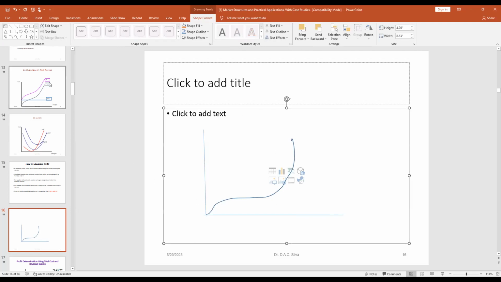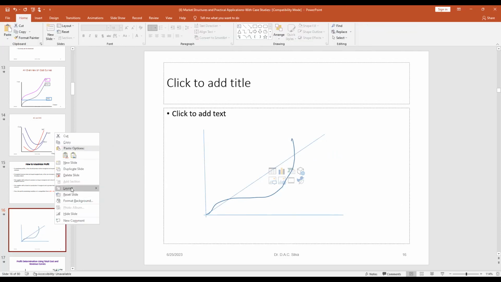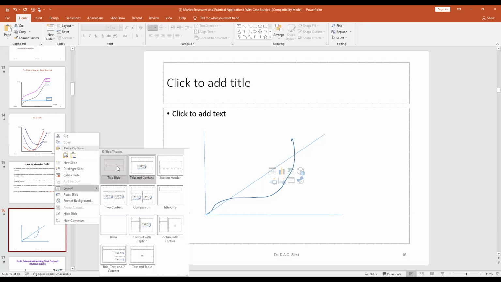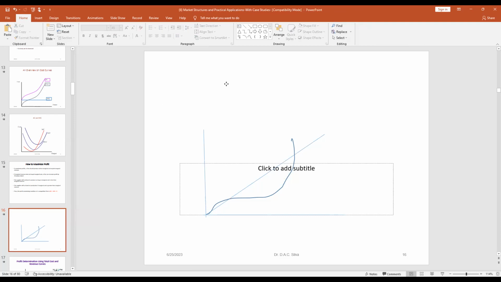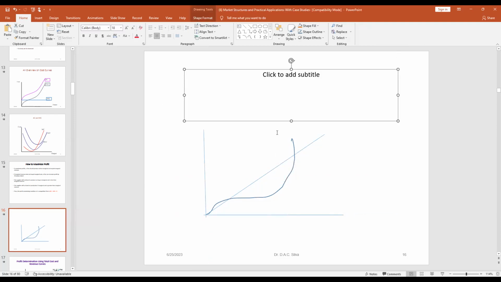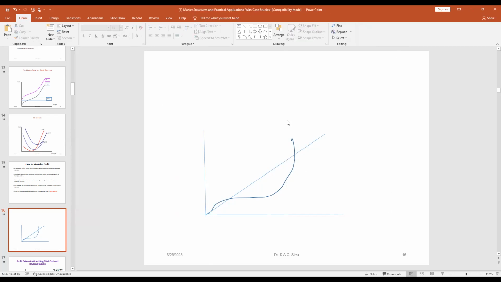Then the total revenue curve. If you look at the total revenue of a perfectly competitive market, it goes like this. We will remove this. This is what we can see here. Now this is the total cost curve. This is the total revenue curve.